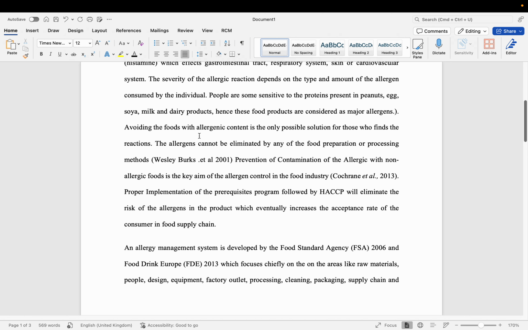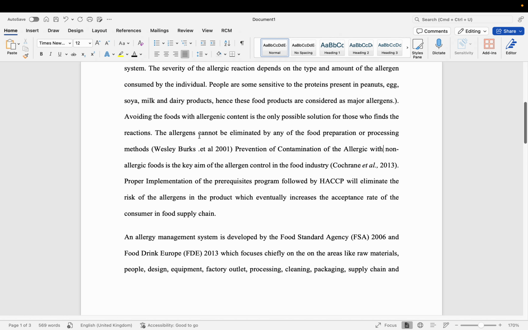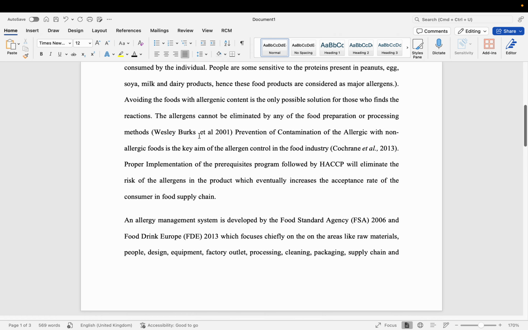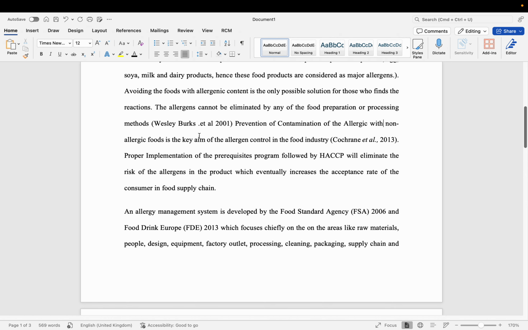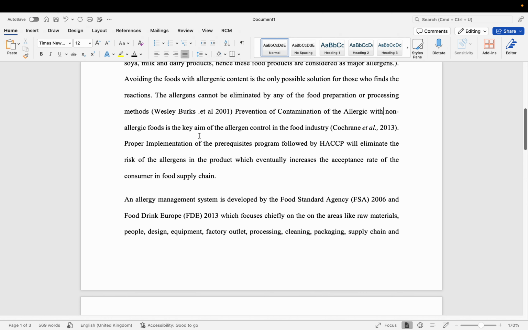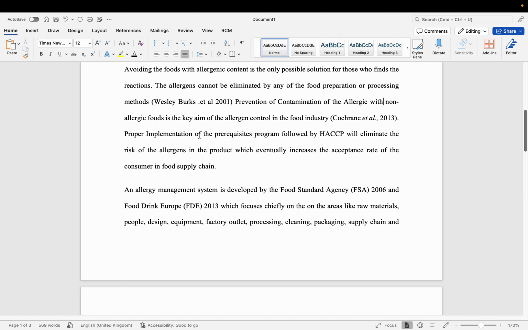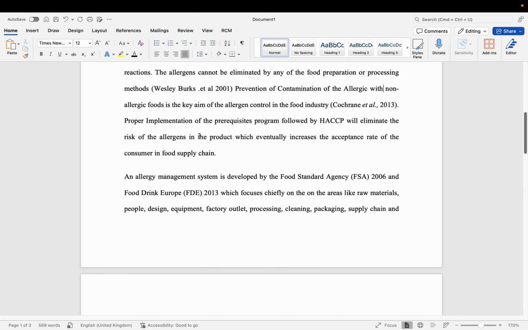Some of the foods include peanuts, eggs, soy, or milk and other dairy products. These are the major allergens, and there are other allergens like lupin and sulfites. Sulfites are present in potatoes. So avoiding foods which have allergenic content is the only way. The allergens cannot be eliminated by food preparation or processing methods, so prevention is only by avoiding it, or not consuming it.